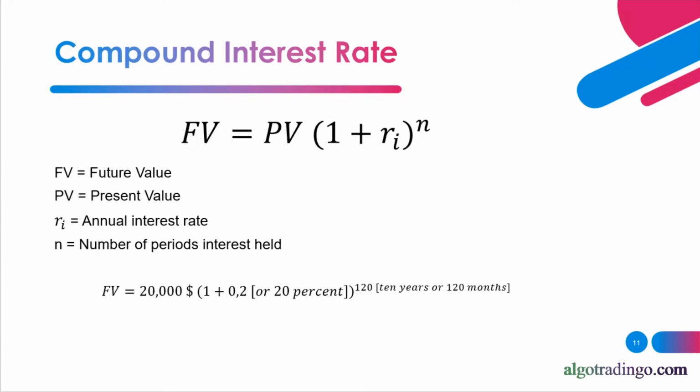In this video, we want to speak about the compound interest rate formula and some scams and deceptions behind it. The formula is: future value equals present value multiplied by (1 + RI), where RI is the annual interest rate, raised to the power of N, where N is the number of periods that the interest is held. Or you can consider RI your profit in the financial market per month or per year.